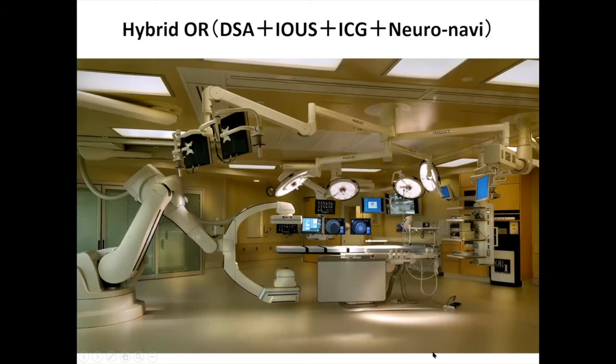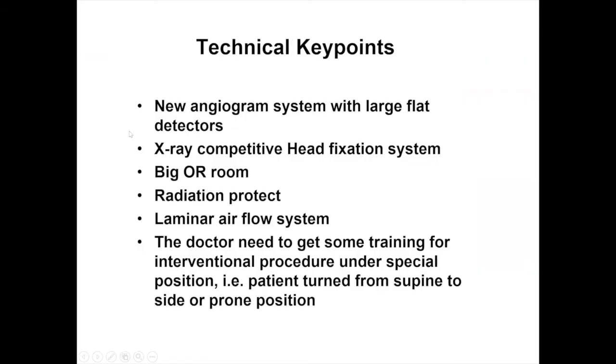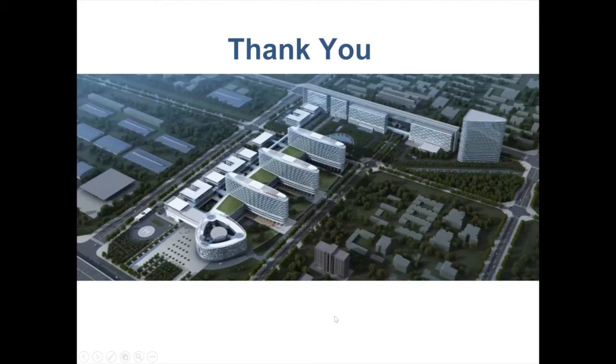Okay, I think I should finish here. So for the hybrid OR, we need a new angiogram system, and it's kind of a bigger operating room with radiation protection. And the doctor also needs some special training, because during the surgery we don't do the angiogram in a regular position. So the patient maybe turns from supine to side or even prone position. There are some small details, but I don't want to talk about them right now, but you need to know that sometimes they make the angiogram operation more complicated and a little bit difficult, but they need some practice. Okay, I think I should finish here.